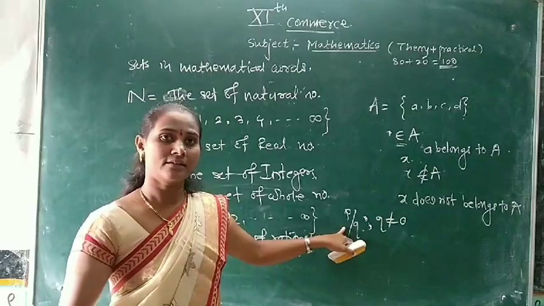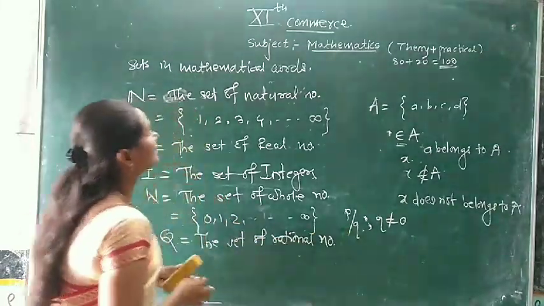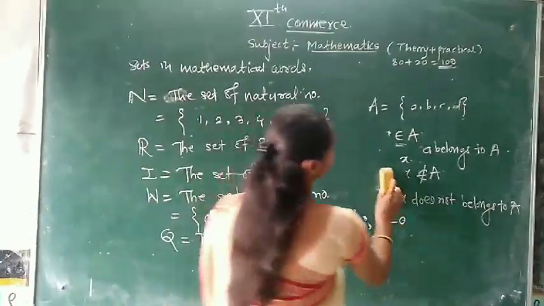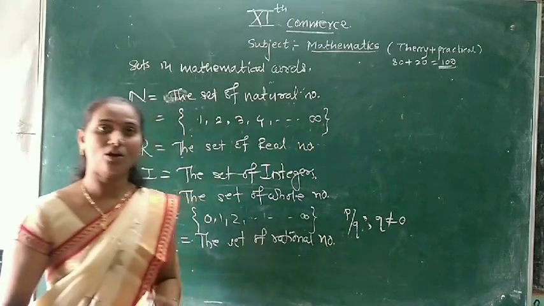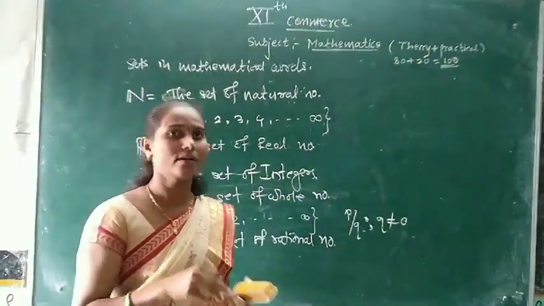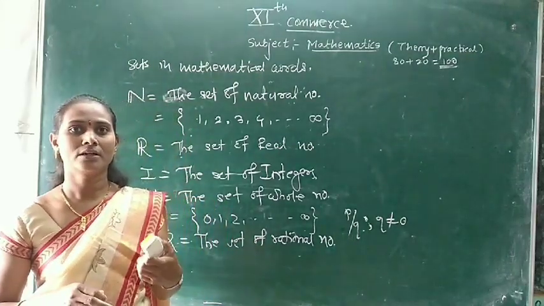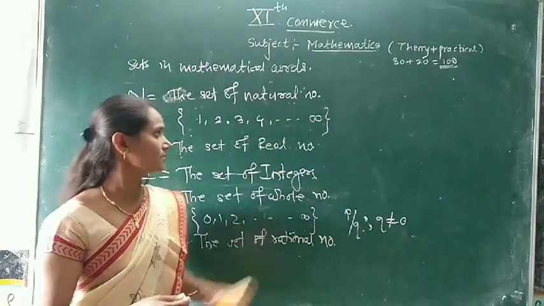Then again we start the set of irrational numbers. Any set can be a collection of numbers. Now we can take one example, like the set of multiples of 2. Then we write 2, 4, 6, 8, 10 and so on. The set of multiples of 10 is 10, 20, 50 and so on.